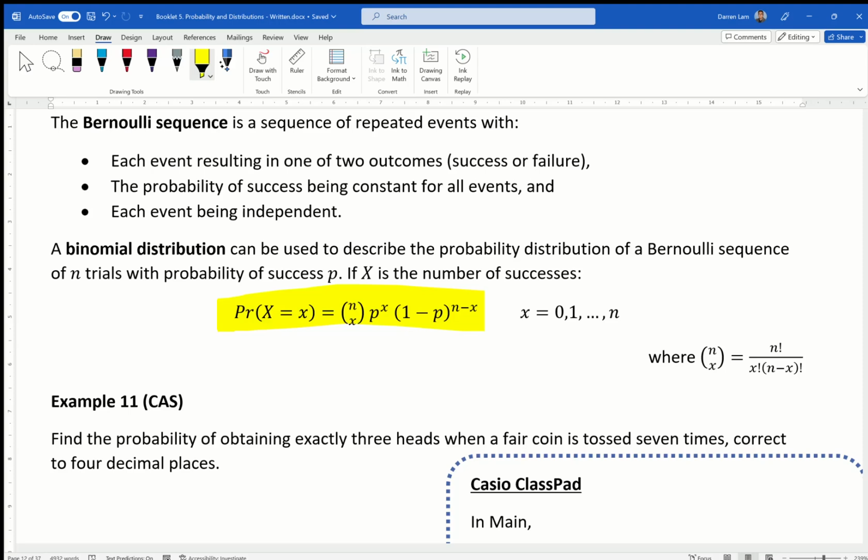So that becomes a Bernoulli sequence, equal to nCx, so that's your nCr from earlier, multiplied by the probability of success to the power of x, multiplied by 1 minus your probability of success, in other words, your probability of failure, to the power of n minus x. And a quick reminder of the formulas there, but you don't need to copy that one down. That's the same one from earlier. Okay, let's jump into an example.